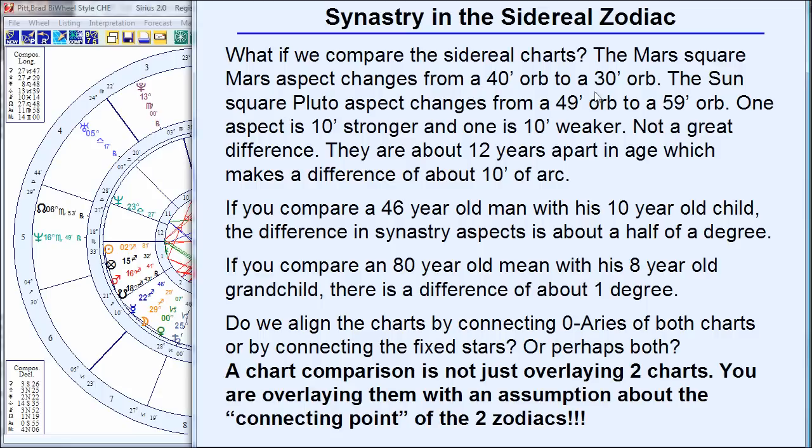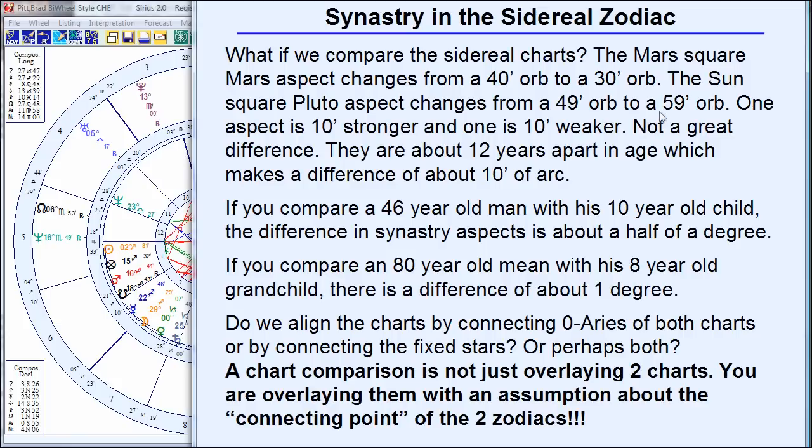Why is that? In other words, if we compare Brad and Angelina's tropical charts, Mars is square Mars with a 40-minute orb. If we're using the sidereal zodiac, the orb is only 30 minutes. And the Sun square Pluto in tropical is 49 minutes, and the orb becomes bigger. So one aspect has a 10-minute smaller orb, the other aspect has a 10-minute bigger orb.